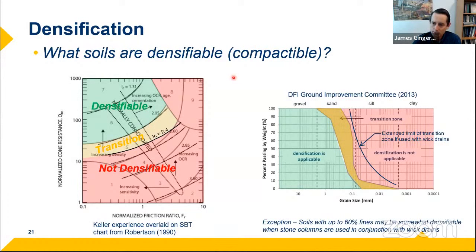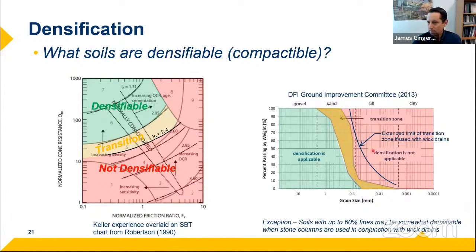It's the same reason that it's difficult to compact a saturated clay soil in the field with conventional surficial compaction equipment. It's the same reason why it's difficult to compact a fine grain saturated soil with ground improvement.